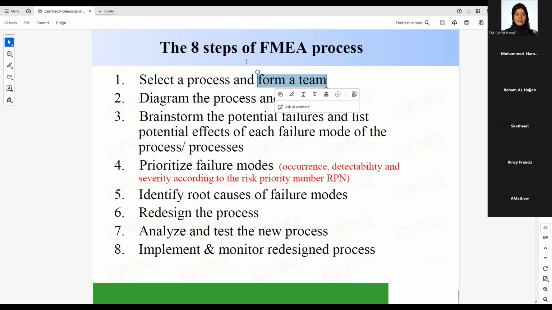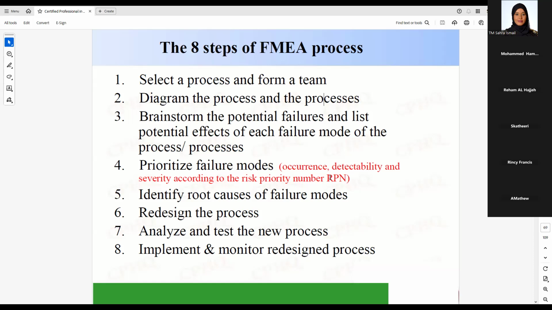So you select the process, you define the team that best works on it, then you diagram the process and the detailed processes underneath it. You have to really draw it very clearly and by taking input from everyone. Then you start brainstorming what are the potential failures. So what could go wrong? You look at each step of the way and what could go wrong, and then you list if they go wrong, what is the effect that they will all have. And then you prioritize the failure modes. I will show you now.